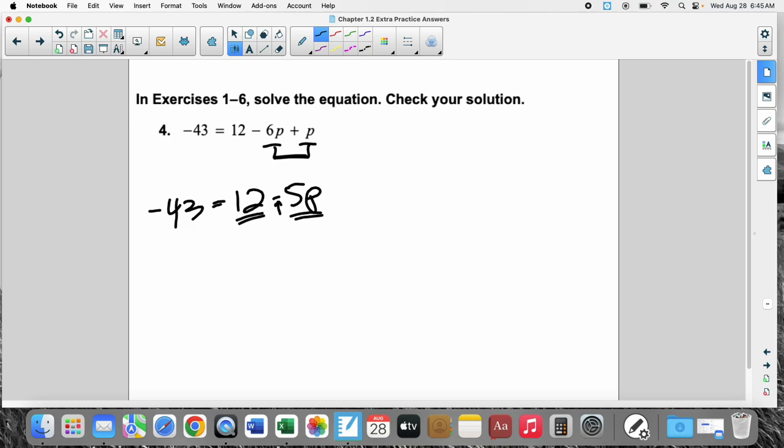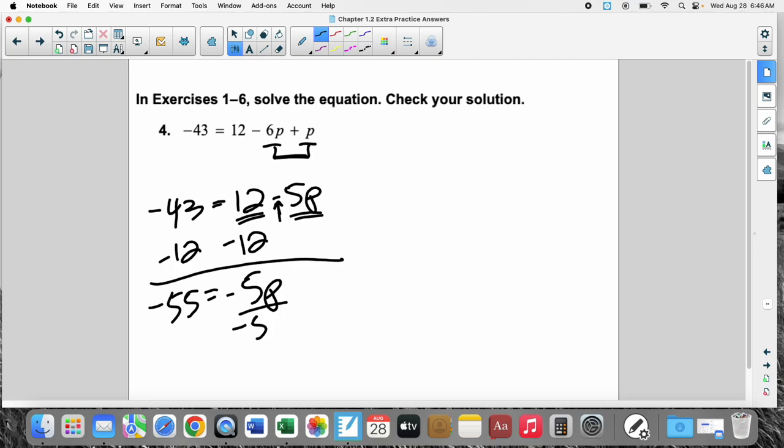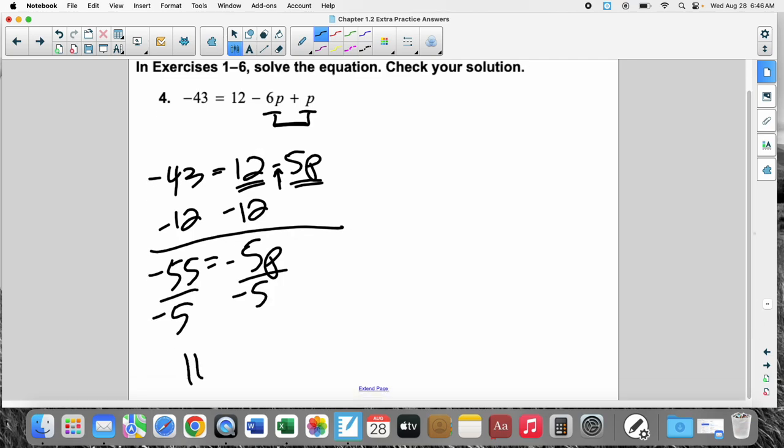So we want to get rid of the positive 12. We're going to do that by subtracting 12. That gives us negative 55 equals negative 5p. Don't forget that negative that's attached to the 5p. We'll divide by negative 5, excuse me, and we get 11 equals p.